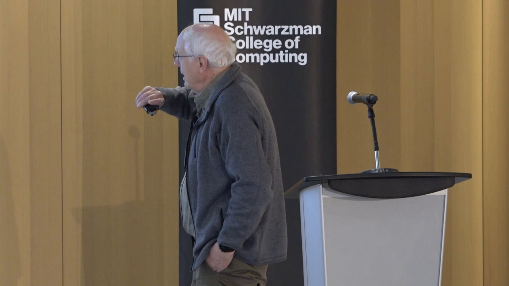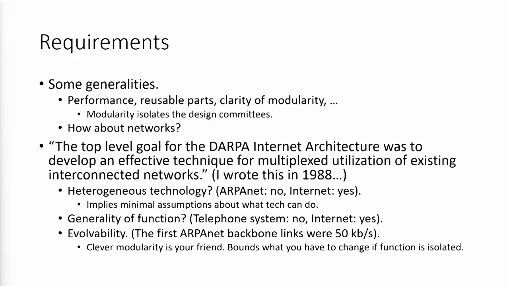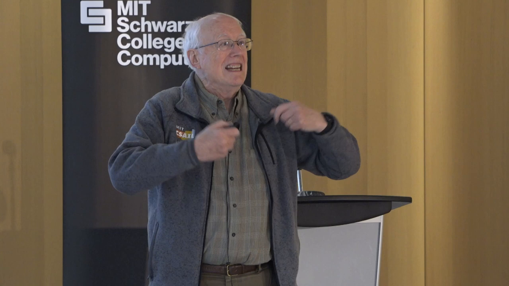But in 1988, trying to boil this down, I wrote a slightly more specific comment: develop an effective technique. What did I mean by effective? Well, multiplexed utilization of existing interconnected networks. So one of the implications here, and this was a design goal for the ARPANET and the internet, was we wanted to use multiple kinds of networks underneath. The ARPANET was a network built out of switches and long-distance telephone circuits. But ARPA also built a satellite net. They built a packet radio net. And we wanted to glue all these things together.